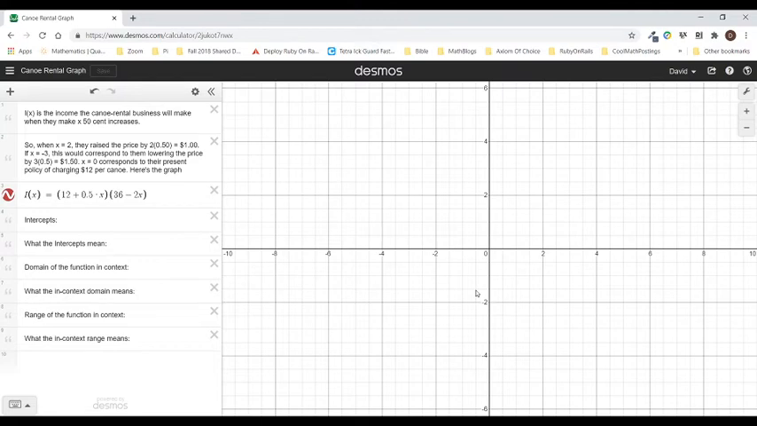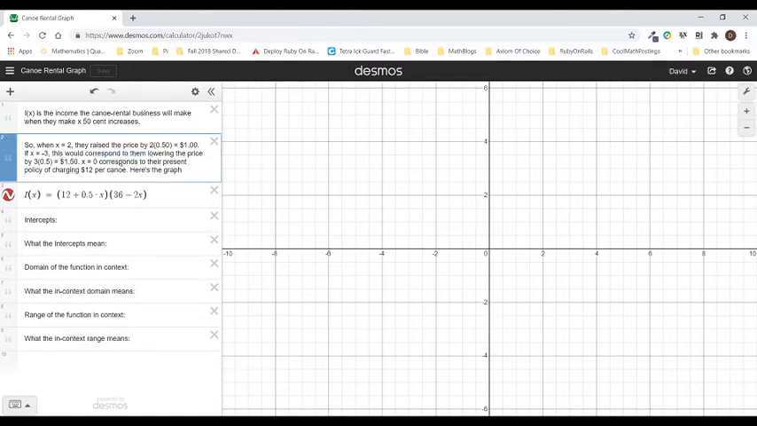We're going to do the entire canoe rental graph problem over here at Desmos. You can see I have a bunch of slots open for where to put stuff and to discuss it. So here we go. Recall that I of X is the income the canoe rental business will make when they make X 50-cent increases. So just for context, this means when X equals 2, they raise the price by 50 cents twice. So that means they would have raised the price by $1.